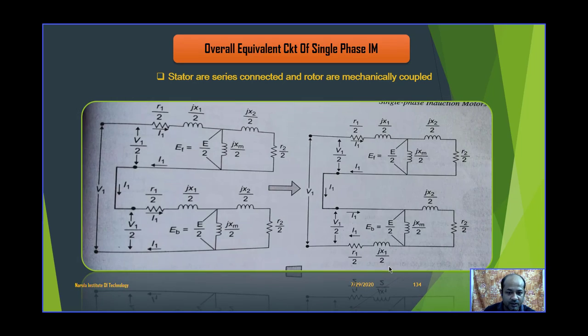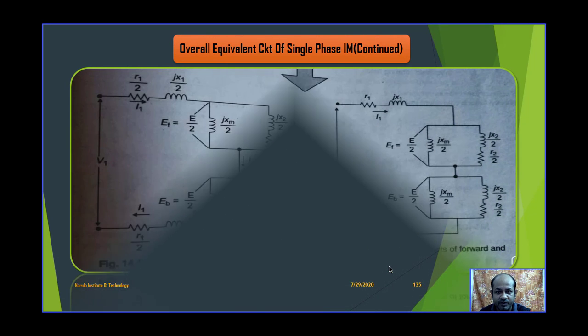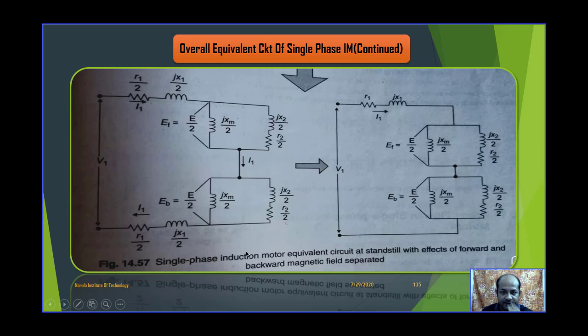The next modification we have done is this. We added up these two parameters and rearranged a little bit, nothing else, just a different pictorial orientation. So this is the equivalent circuit of the single phase induction motor at standstill condition.